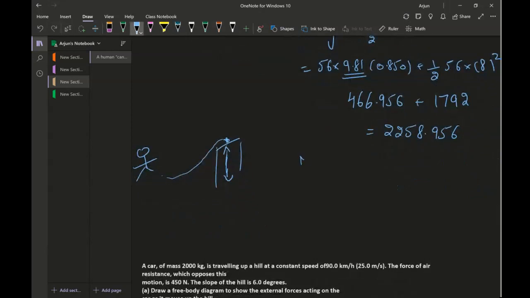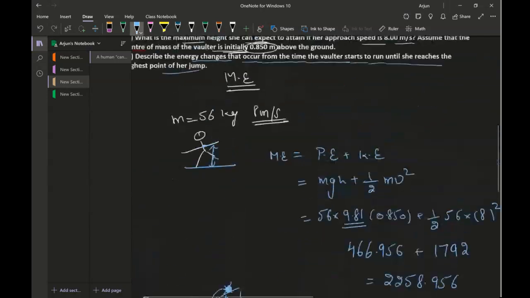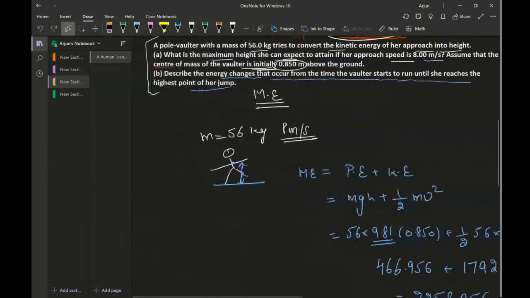Again, mechanical energy is constant. Mechanical energy is equal to potential plus kinetic energy. On top, kinetic energy is zero. She's not moving, that's why she's on top. So this will be zero. Everything gets converted into the potential energy mgh, and this is 2258.956. Then I can find the height from there.